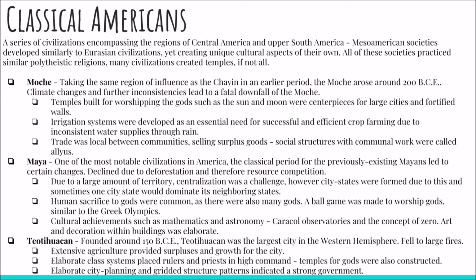First off, the Moche, taking the same region of influence as the Chavin in an earlier period, rose around 200 BCE. Climate changes and further inconsistencies led to a fatal downfall of the Moche. They built temples for worshipping their gods such as the sun and the moon, and the temples were centerpieces for large cities and fortified walls. Irrigation systems were developed as an essential need for successful and efficient crop farming due to inconsistent water supplies through rain. Trade was local between communities, selling surplus goods. Social structures with communal work were called ayllus.